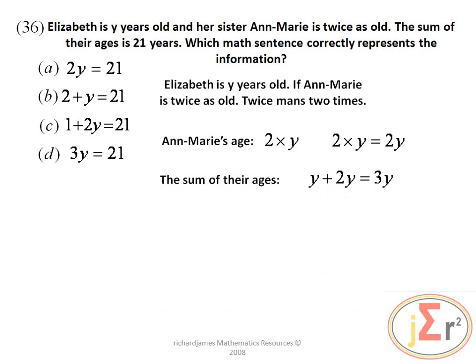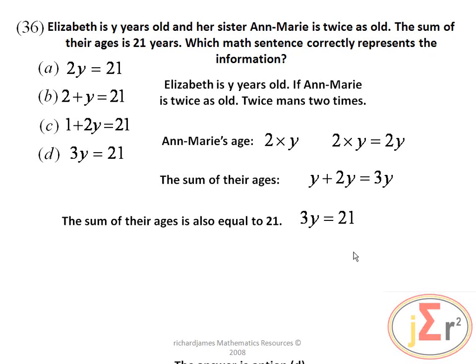The sum of their ages is what? Elizabeth is Y and Anne-Marie is 2Y. So Y plus 2Y is equal to 3Y. The sum of their ages is also equal to 21. So 3Y is equal to 21. This answer is option D. So 3Y is equal to 21 is represented by option D.